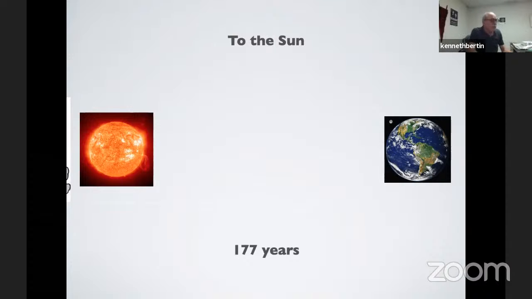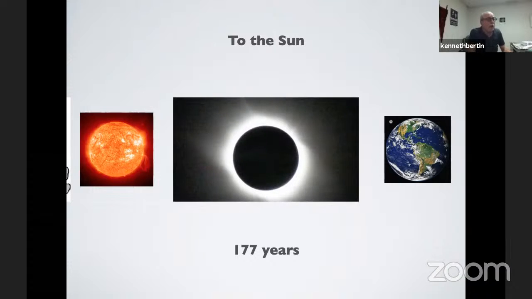The sun is 400 times larger than the moon, and it is also 400 times farther away. So when you have an eclipse, you see that the moon and the sun are about the same size.